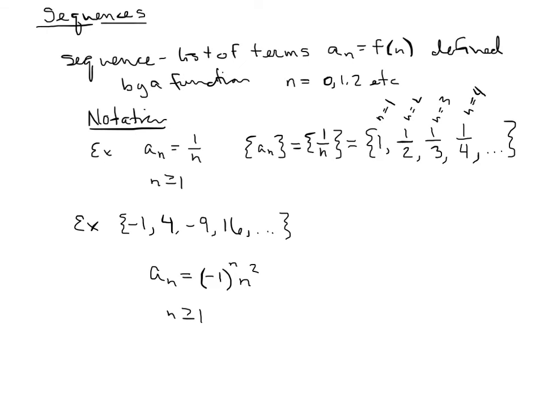All right, so the function defining that sequence is -1 to the n times n squared, and it is important that we say where it starts. This domain of the sequence is really important and part of listing out a sequence. Okay, so there are some examples of sequences.